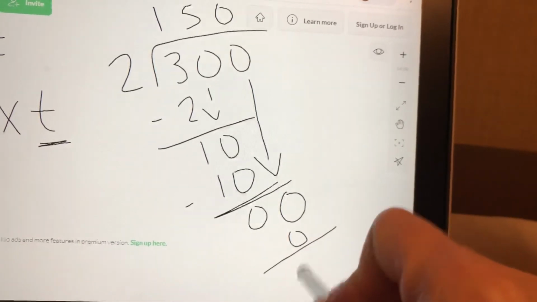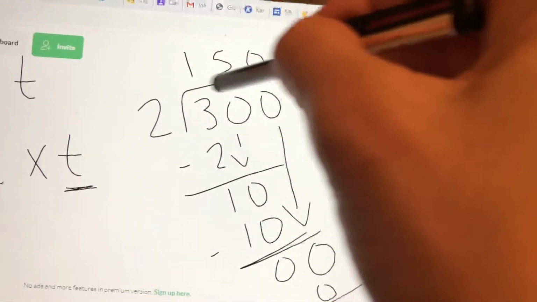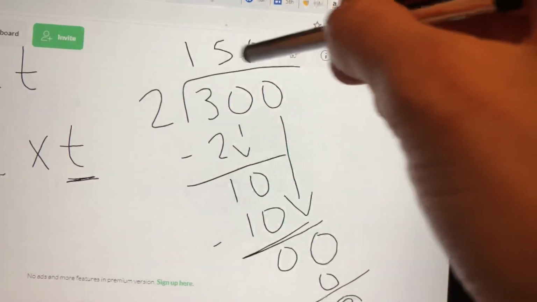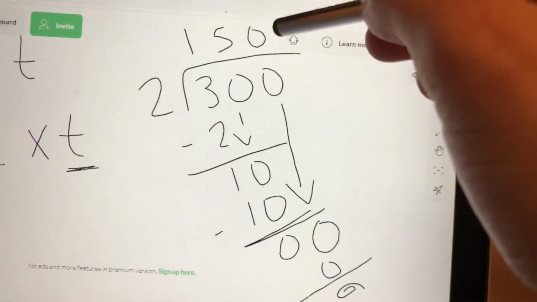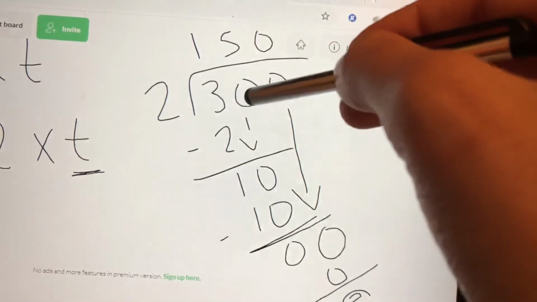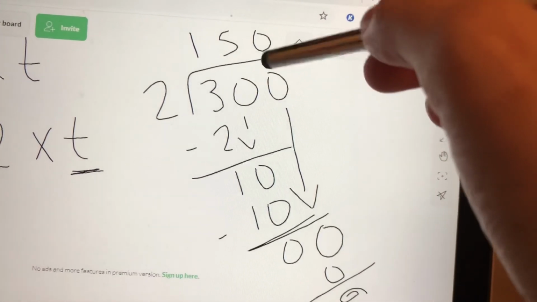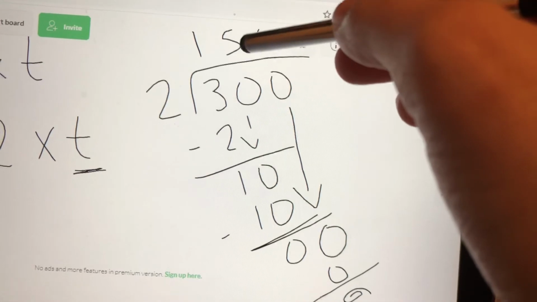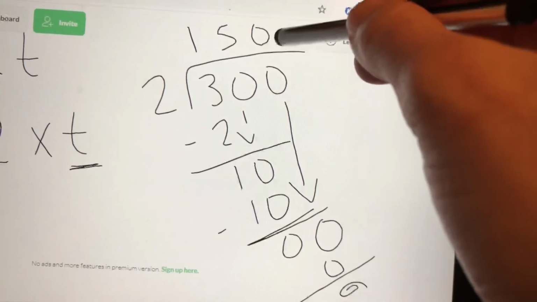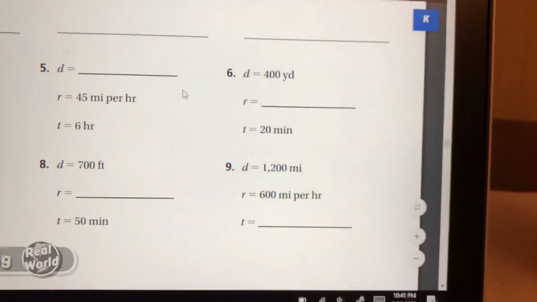Once I have nothing to bring down, then I'm done writing numbers up here in the quotient. Very important that you remember that. The answer is not 15. 15 times 2 is 30 if you were to check your answer, and your dividend is 300. So if you just put 15, it's going to be wrong. You need that 0 there. And that's pretty much it.